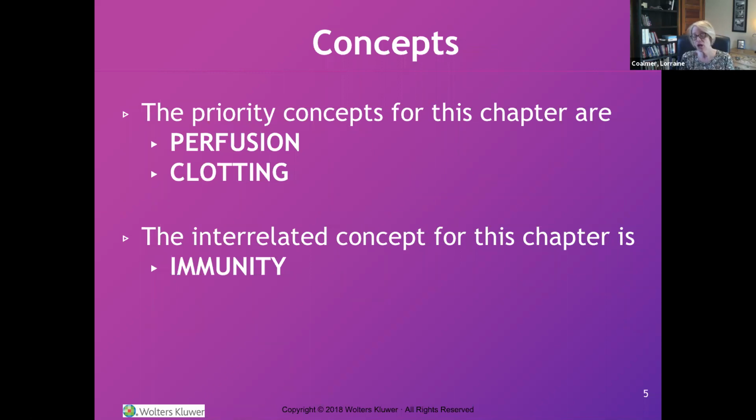We'll talk about clotting, because sometimes that's the reason why those coronary arteries are occluded, is because platelets kind of clump together and form a little plaque or things like that. So we're going to talk about clotting as well. And then immunity is interrelated.